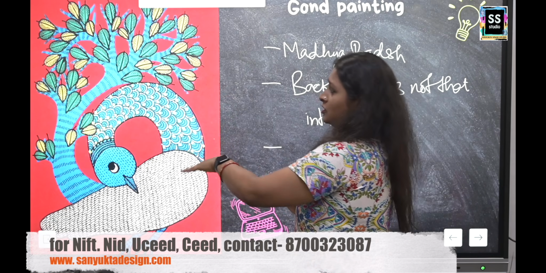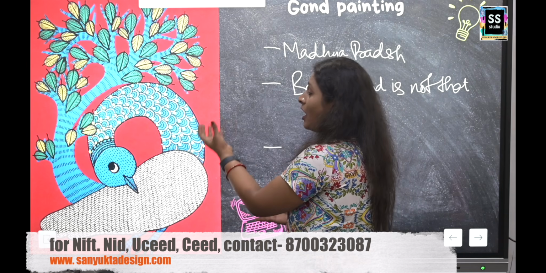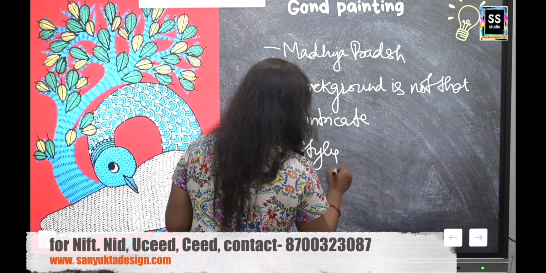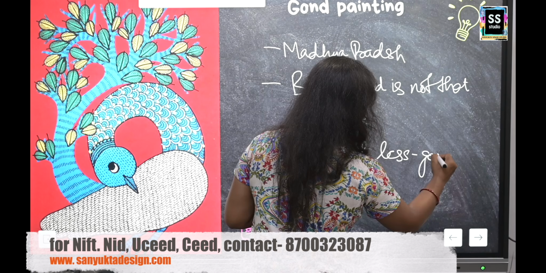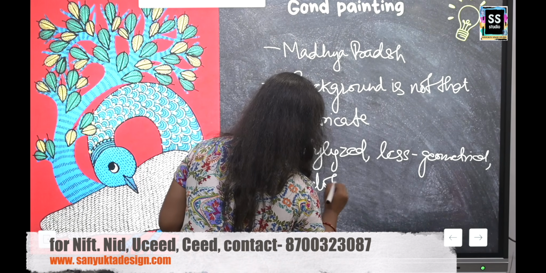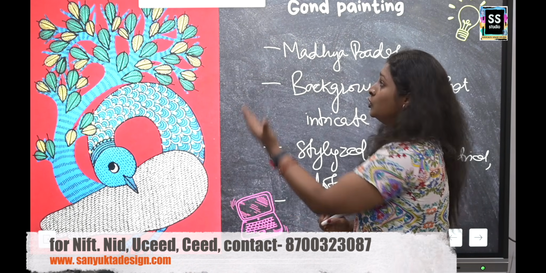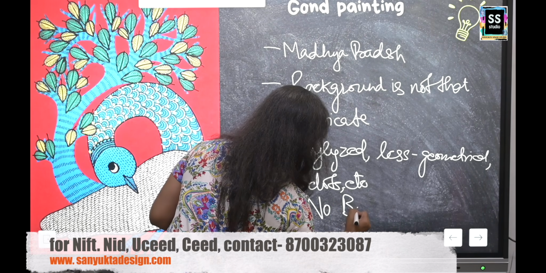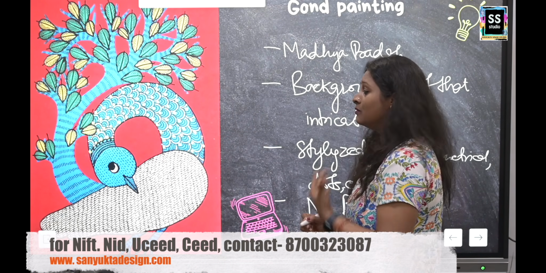Plus, the fillings of the Goon painting are not that geometrical too. They have arcs, they have dots in their painting. So it is stylized, less geometrical, dots, etc. Plus in this painting you are not going to find any border, so no borders. So this is how you are going to differentiate between the Goon painting and the Madhubani painting.